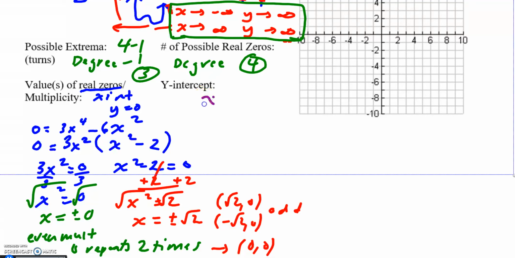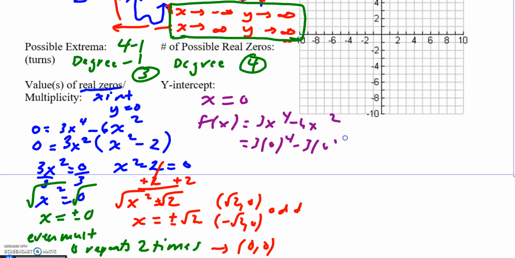The y-intercept is when you set x equal to 0. So if I take my original function, f of x equals 3x to the fourth minus 6x squared, and plug in 0 for x, that would really be 0 to the fourth is 0, so 0 minus 0. So my y-intercept is at 0, 0, which is the same as the root.